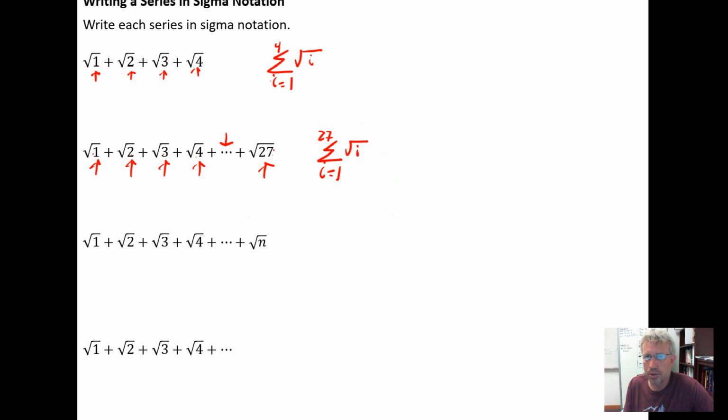If I don't know up front what this last number is going to be, I might say end when you get to the number n. So increment 4 to 5, 5 to 6, 6 to 7, all the way out until you get to the integer n, and then stop. So this again would be the same series, but this would be the series from I equal 1 to stop when you get to n. We don't necessarily want to know ahead of time where we're going to stop.